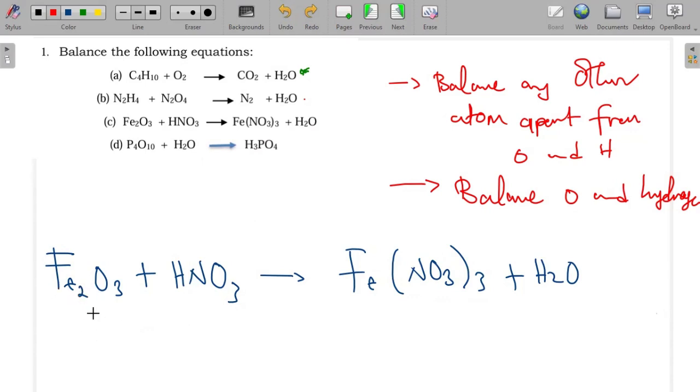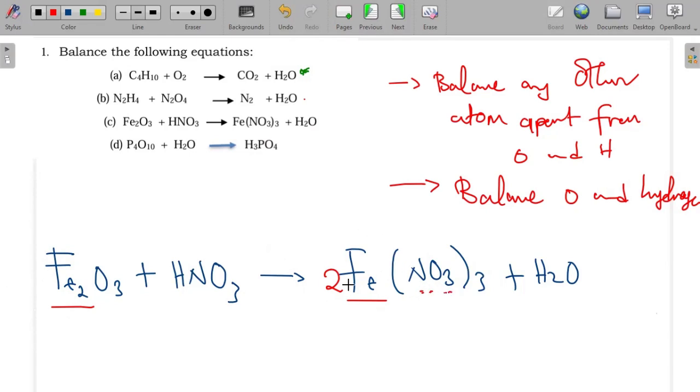So here on my left, I have two of the ions, and then here I only have this one. What can I do to balance the iron? I'll just add a two here. So I have two iron here, two iron there. And from there, we need to balance this group now.